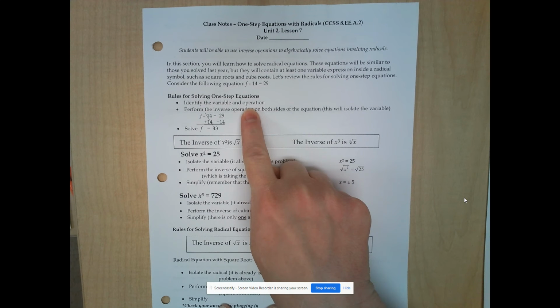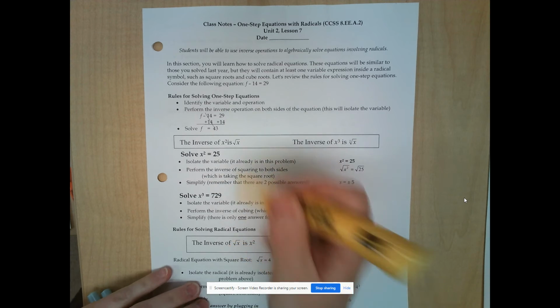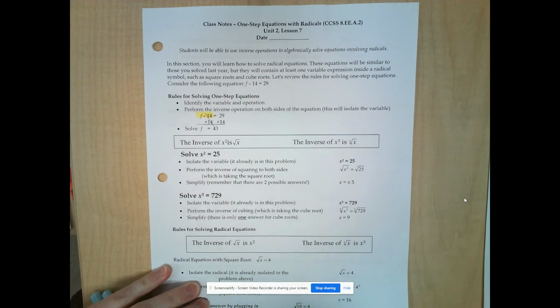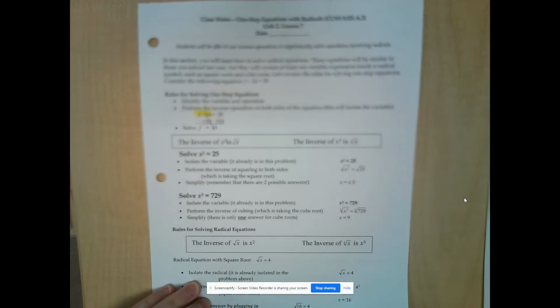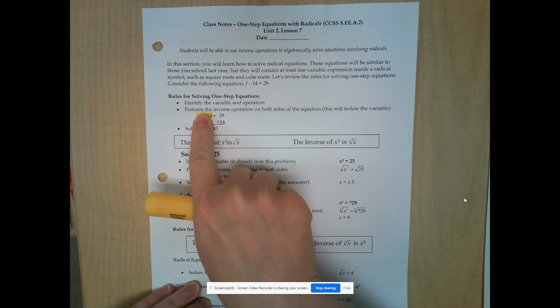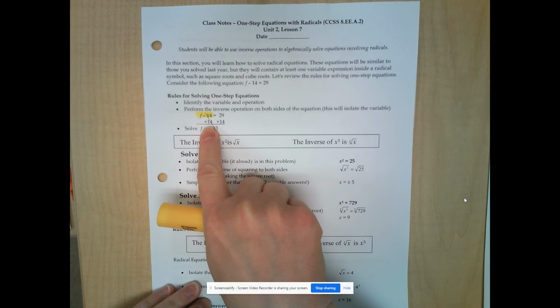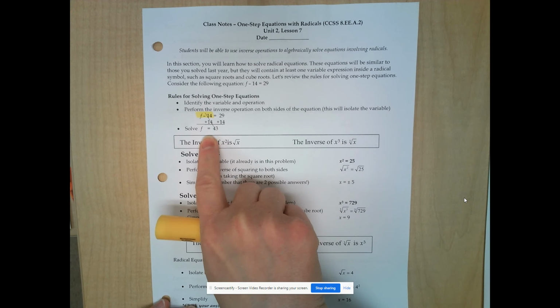So you always want to make sure that you're identifying where the variable is, the side that has the variable. For example, on the first equation, the variable is on the left. The operation is a minus 14. We're going to perform the inverse operation on both sides. So this is why we would add 14 to both sides. We'd get f equals 43.